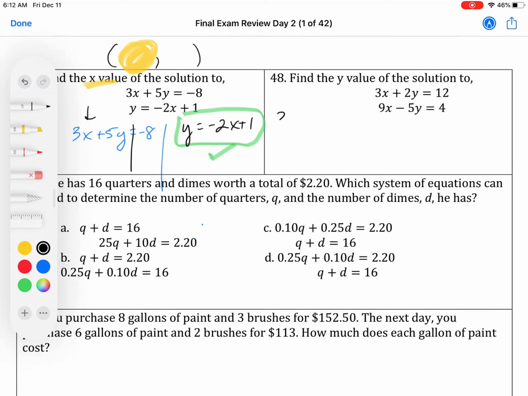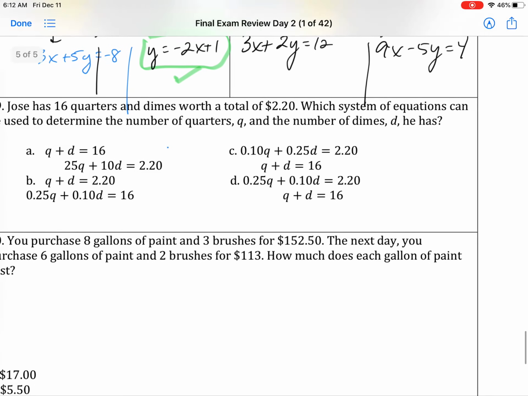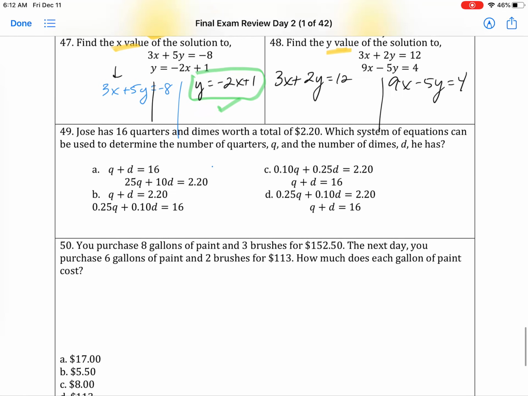When you get to this one, same thing. We need to solve them both for y. Solve for y. Plug it into Desmos, see where they cross. This one wants the y number of your solution. Okay, last two, and then we are done.